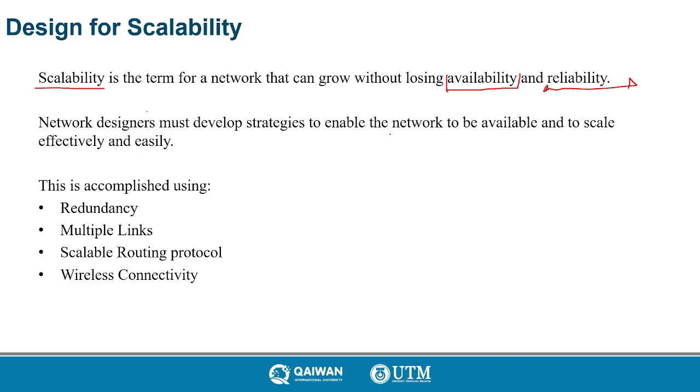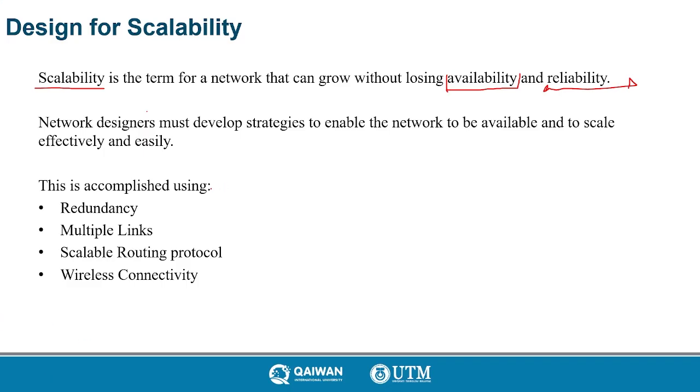Like for 100 or 150 employees, even if you didn't think of it, you said, well, only one access point will be sufficient for you. At that time, when it reaches 30 or 50 employees, there will be a problem. This is accomplished by using what? Well, scalability is accomplished using redundancy, multiple links, scalable routing protocol, and wireless connectivity.